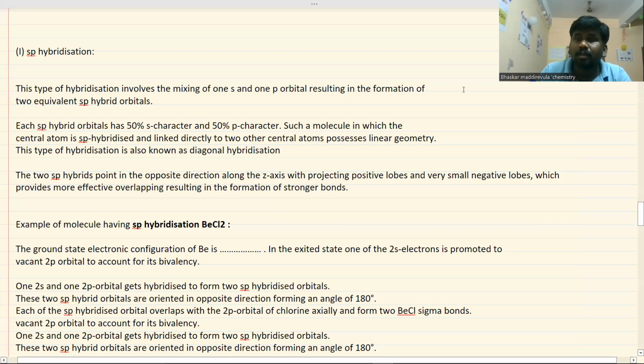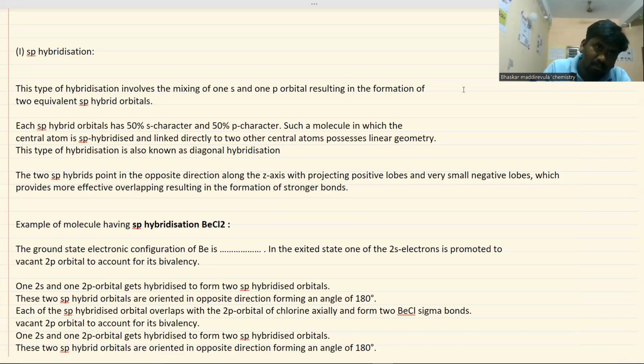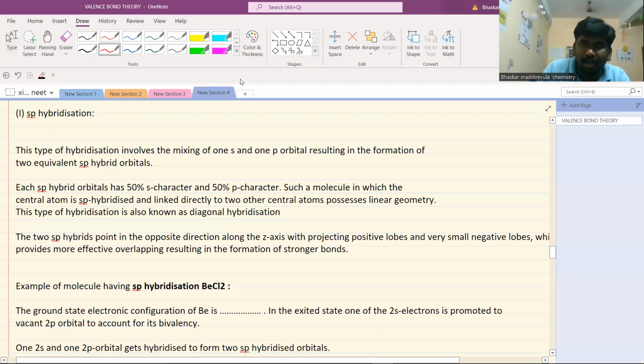Hi everyone. In the last class, we saw the concept of hybridization, and the reason for the origin of that concept. Now we are going to learn the types of hybridization. The first important one is sp hybridization. In this class, we will complete sp hybridization.